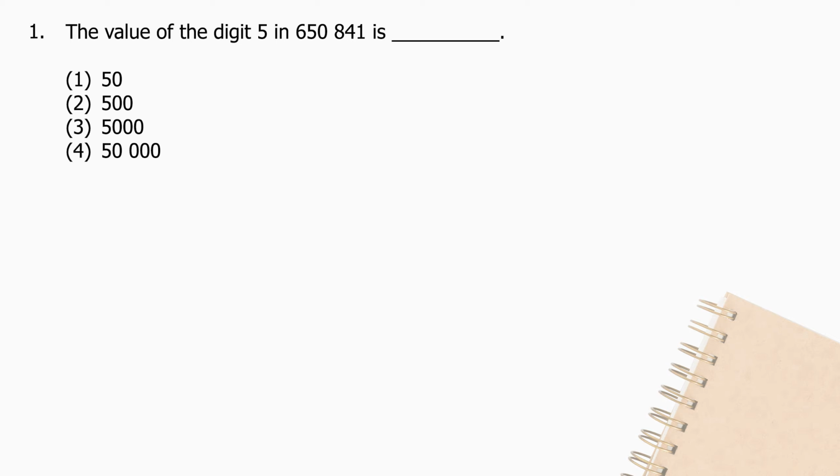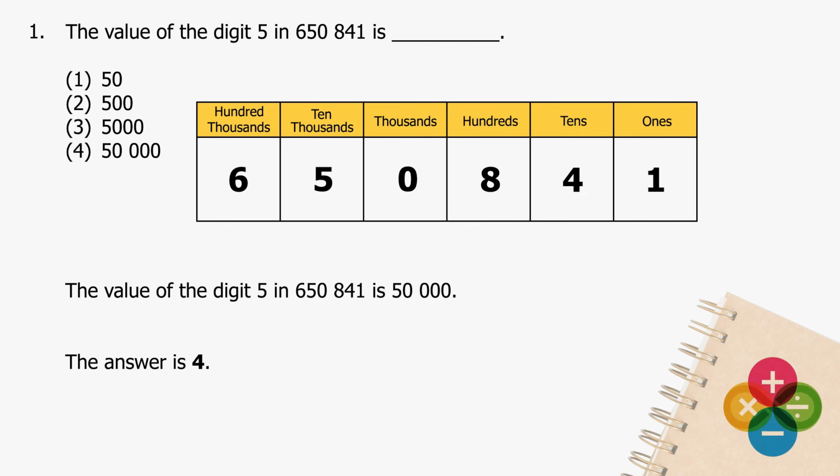Question 1. The value of the digit 5 in 650,841 is missing number. The value of the digit 5 in 650,841 is 50,000. The answer is 4.